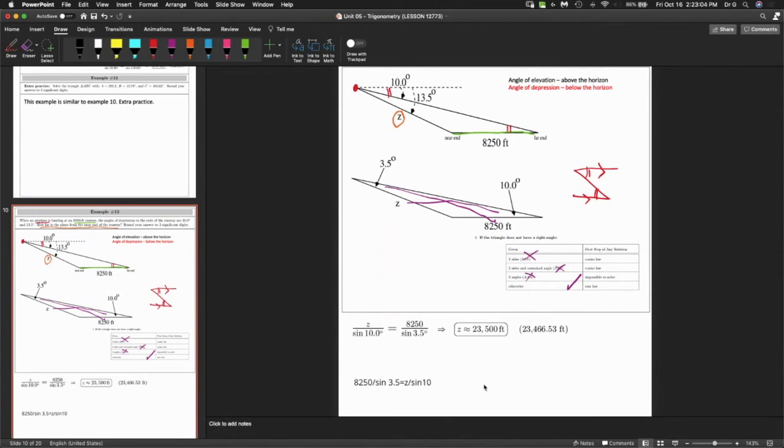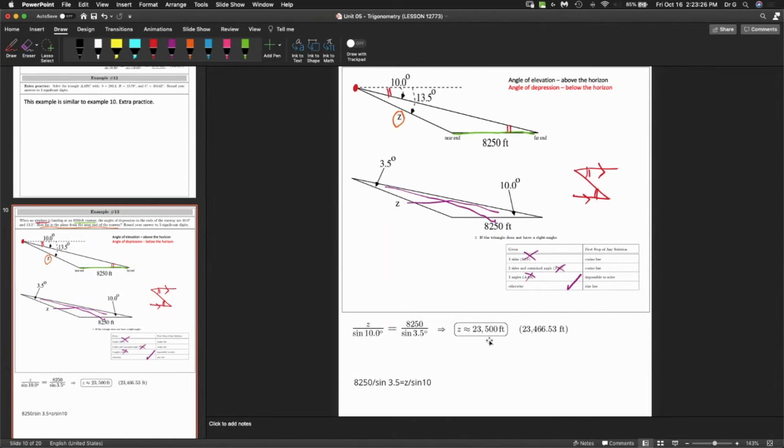Alternate angles are equal. Yes, the Z law. Yes, the alternate angles. Okay, so that's enough of sine law. By the way, 3 significant digits in the bubble here. That's why it says 23,500, because we want 3 sig figs.